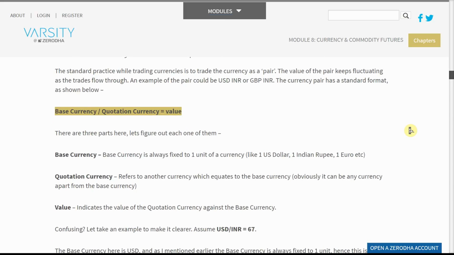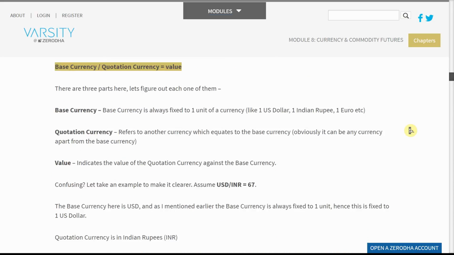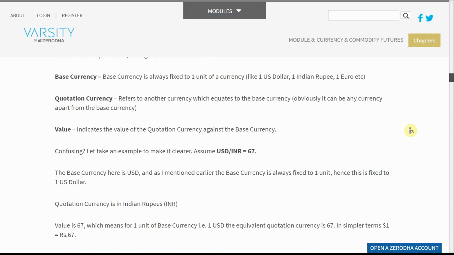Base currency. Base currency is always fixed to one unit of a currency, like $1 US, 1 Indian rupee, 1 euro, etc. Quotation currency refers to another currency which equates to the base currency. Obviously it can be any currency apart from the base currency. Value indicates the value of the quotation currency against the base currency. Confusing? Let's take an example to make it clearer.